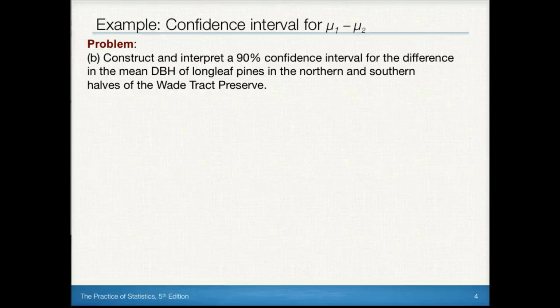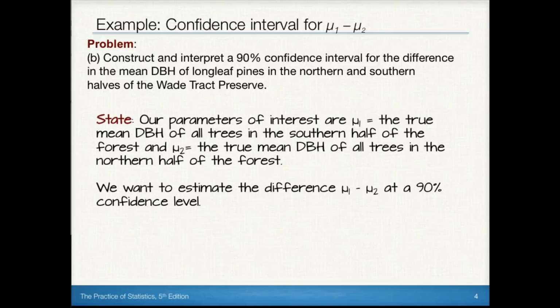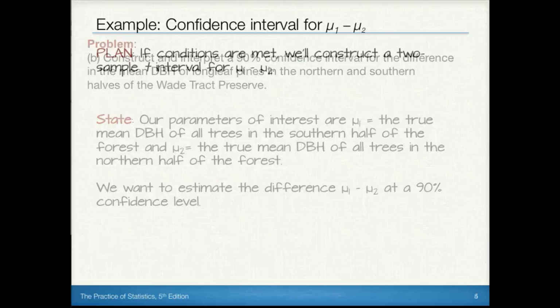Now let's construct and interpret a 90% confidence interval for the difference in the mean DBH of longleaf pines in the northern and southern halves of the Wade Tract Preserve. Our parameters of interest are mu1, the true mean DBH of all trees in the southern half, and mu2, the true mean DBH of all trees in the northern half of the forest. We want to estimate the difference mu1 minus mu2 at a 90% confidence level.